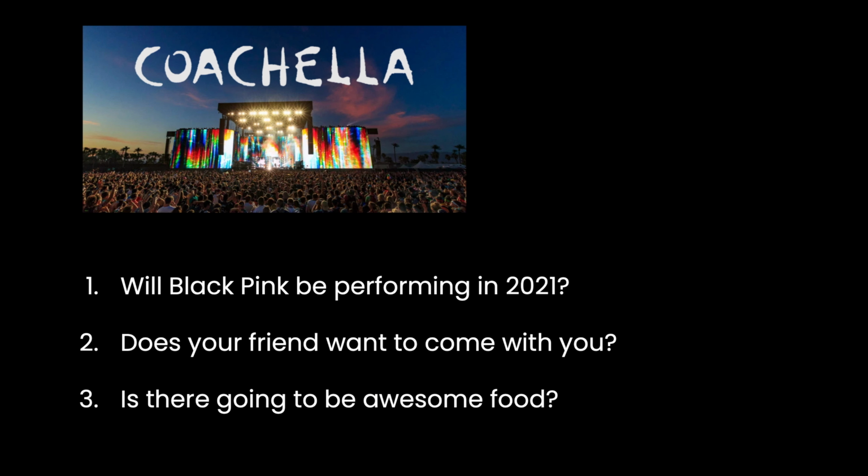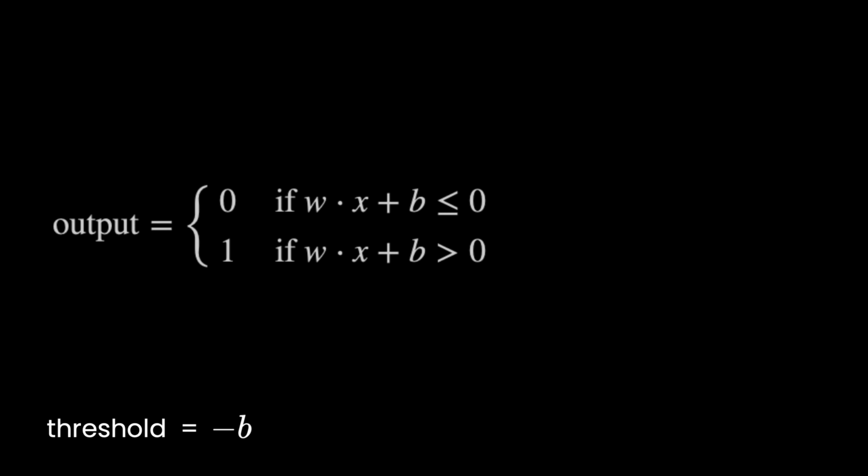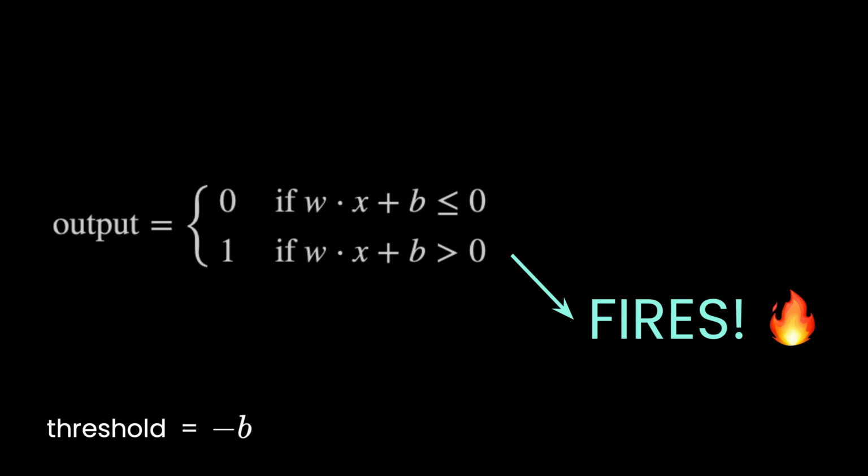Whereas factor number 2 and 3 are weighted at 2, you would probably assign a weight of 6 for factor number 1, signaling that you see it as most important. If the threshold value is 5, the combination of factor 2 and 3 being true will not make you attend Coachella. Only factor 1 being true will make you attend the festival. Everything can be summed up with this piecewise function, where the threshold is equal to negative b. So if our network outputs a binary digit 1, then the neuron fires. If the output is a 0, then nothing gets sent along the neuron.